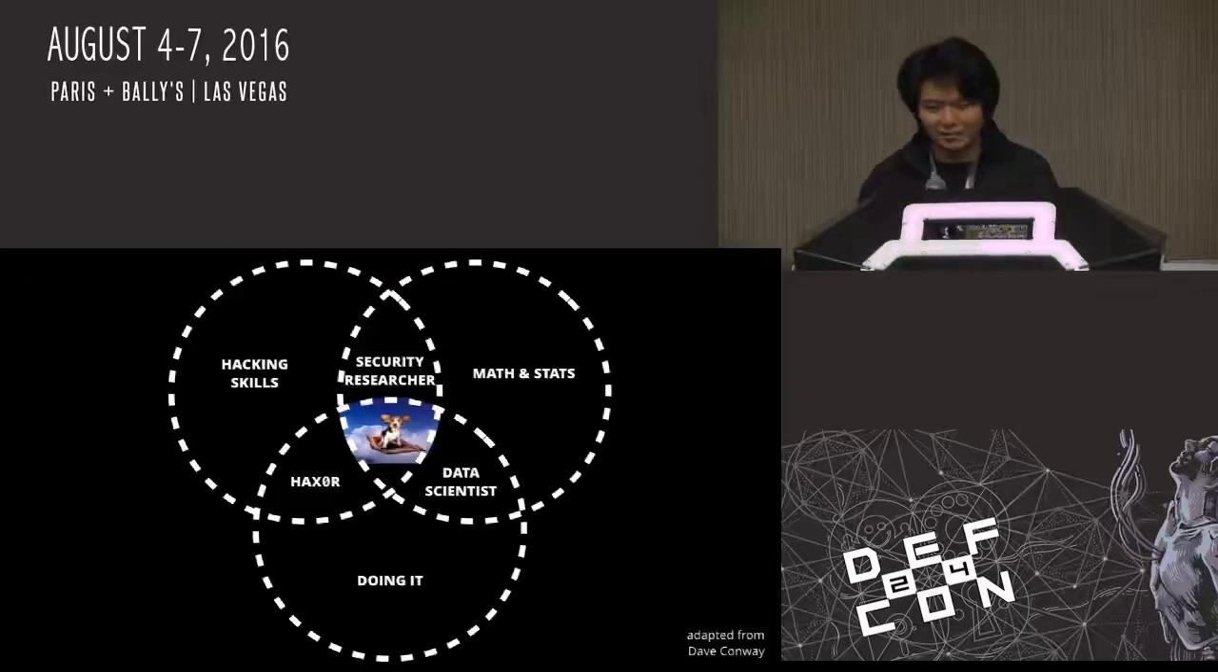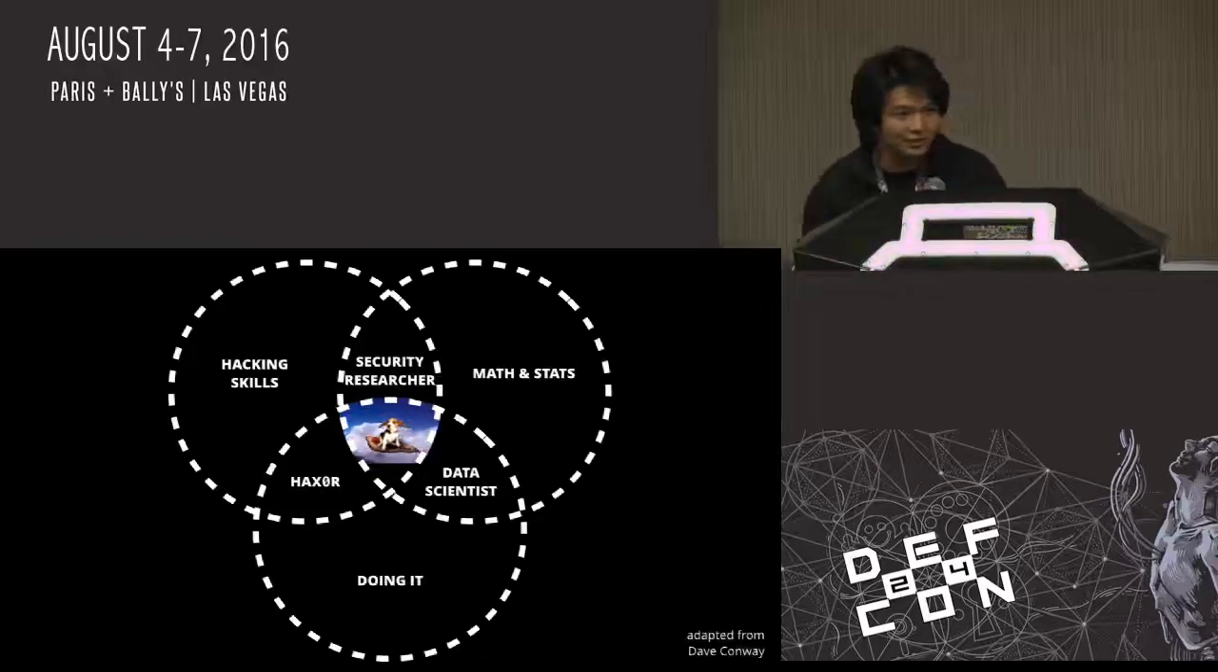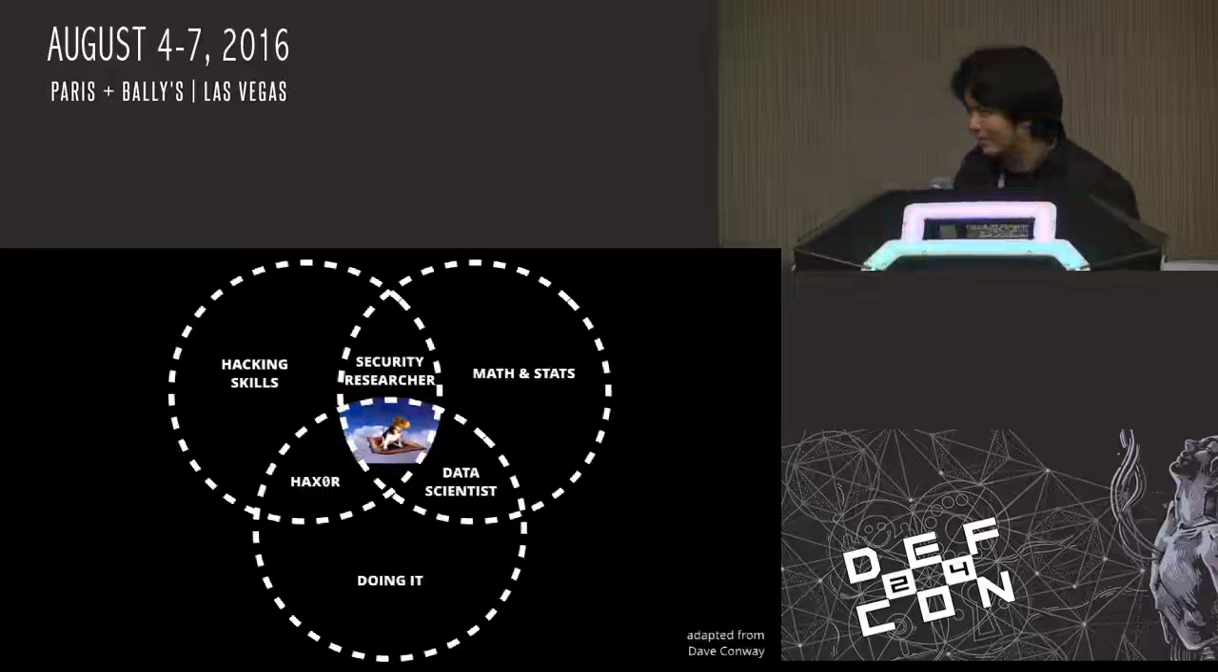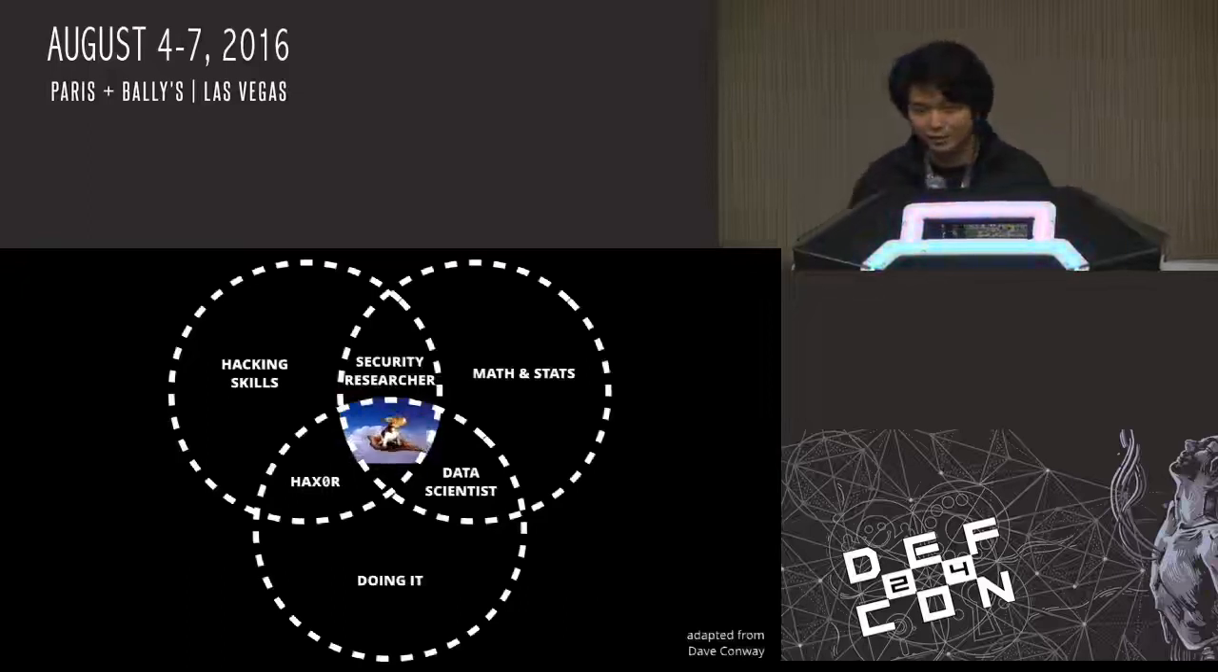Data scientists don't have any hacking skills, but they do a lot of stuff in companies trying to maximize conversion. They have math and stat skills. But what we're trying to do today is to help all of you guys and to convince all of you guys that you really want to be in the center of the Venn diagram. And it's going to be important and increasingly important in the next few years to brush up on math and stat skills and to know about what's going on in the machine learning space, especially for security folks.